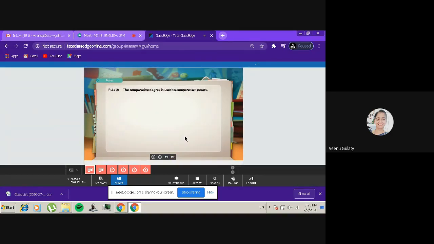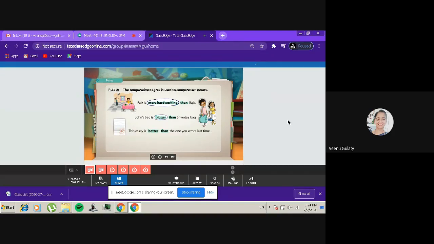The comparative degree is used to compare two nouns. For example, in the sentence, Faiz is more hardworking than Raja, we are comparing the two nouns, Faiz and Raja. Let's look at some more examples. John's bag is bigger than Shweta's bag. This essay is better than the one you wrote last time. Note that the comparative degree is followed by than. Mostly, if you see carefully, in the comparative it is always than after the adjective. Okay?